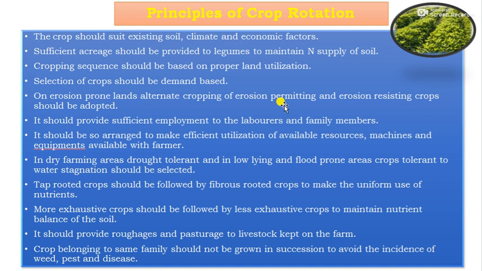Erosion permitting means those crops which are susceptible to erosion, giving the chance of eroding the soil, because this type of crop has an erectophile type of canopy. The raindrops directly contact the soil surface, causing detachment of soil particles. Erosion resisting crops have a spreading type of growth along the soil surface and resist erosion, the detachment or the loss of soil. They should be adopted on erosion prone lands. The alternate cropping of erosion permitting and erosion resisting crops should be adopted.